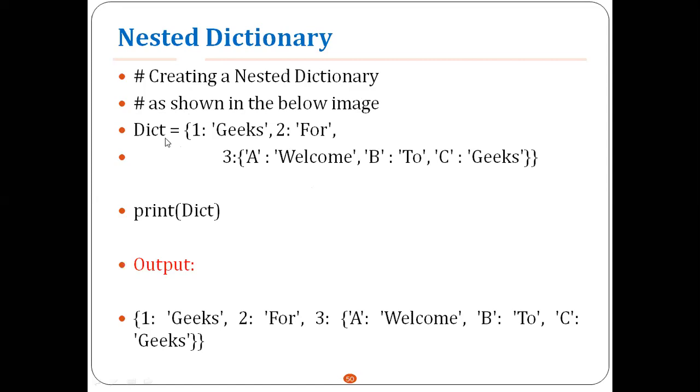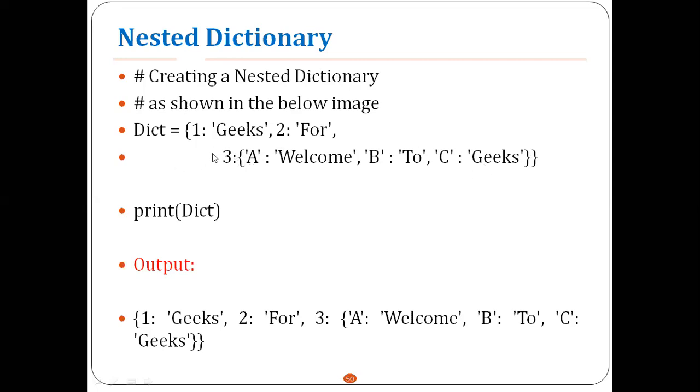So what is that? Dictionary is equal to 1 colon gigs, 2 colon 4. This is a key value pair, no issues. And look at the third key value pair. The key is 3, but the value is a dictionary by itself, right? A colon welcome, B colon 2, and C colon gigs, right?